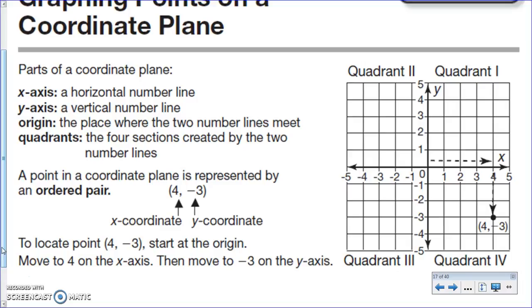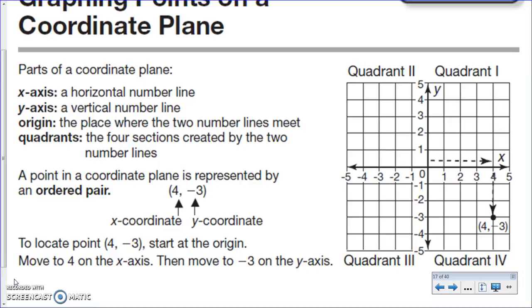To locate point (4, -3), start at the origin. Move to the 4 on the x-axis, we go to the right on the x-axis, and then we move to -3 on the y-axis. So we go down and we put a point where the 4 line on the x-axis and the -3 line on the y-axis cross. And that's point (4, -3). It's in quadrant 4.